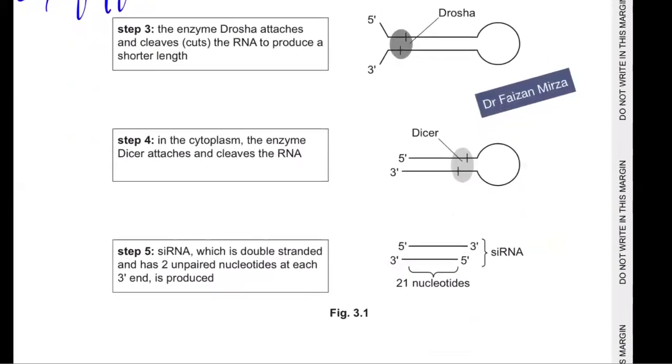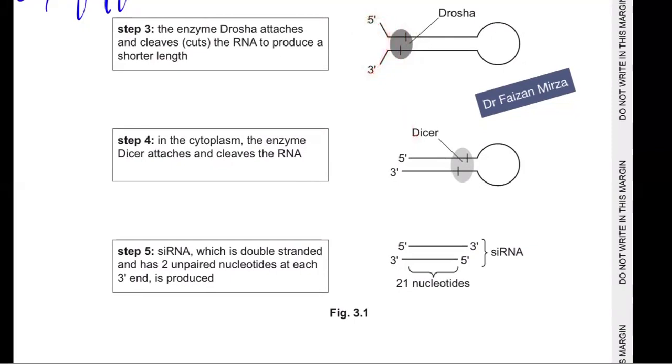Step 3, they are saying that then there is an enzyme called DROSHA that attaches and cleaves. Cleaves means cuts, so you can use this term in the answer as well. The RNA is cut to produce a shorter length. So this DROSHA is attaching somewhere here. And when it is cutting the end, you can see that it's cutting in such a way that these regions are not exactly one on top of the other. It's almost one nucleotide apart. Rather than cutting on a straight line, it is cutting one strand here and one strand one nucleotide apart. Then similarly, in step 4, they are saying that this is being cut off, leaving behind this molecule.